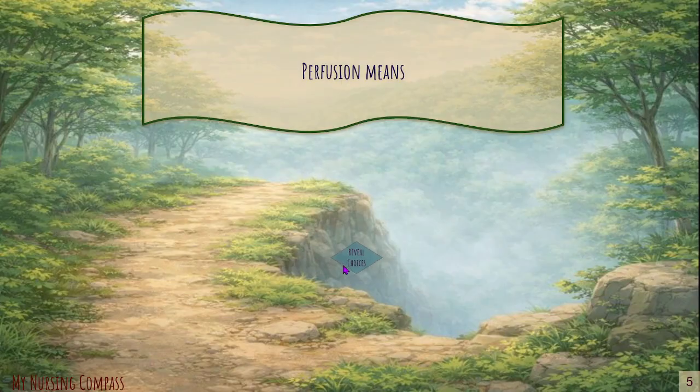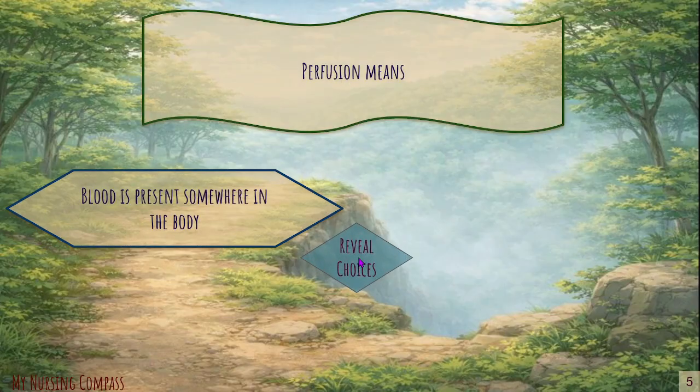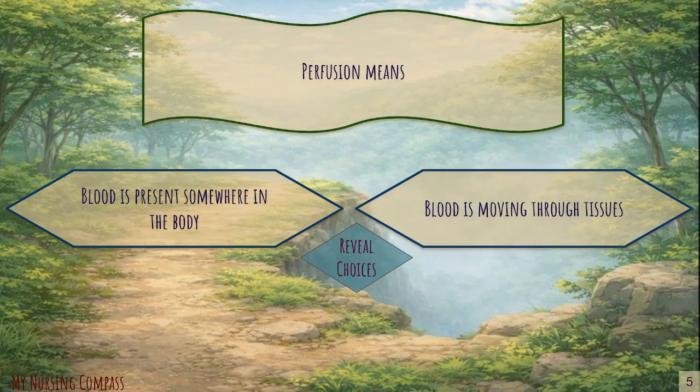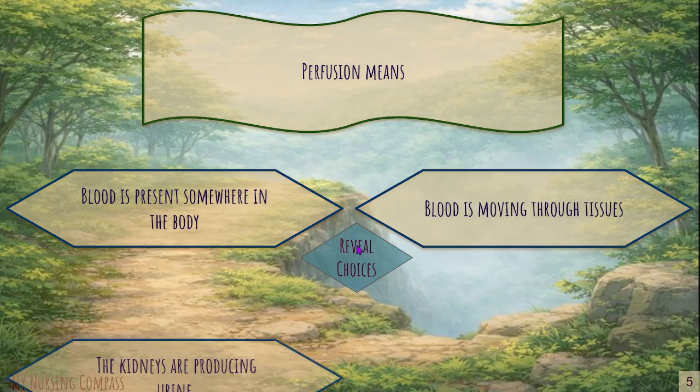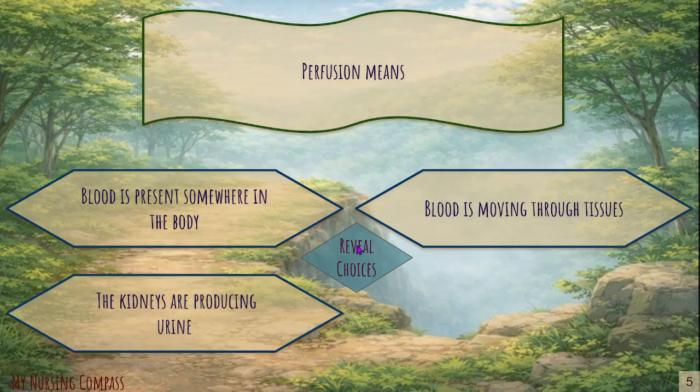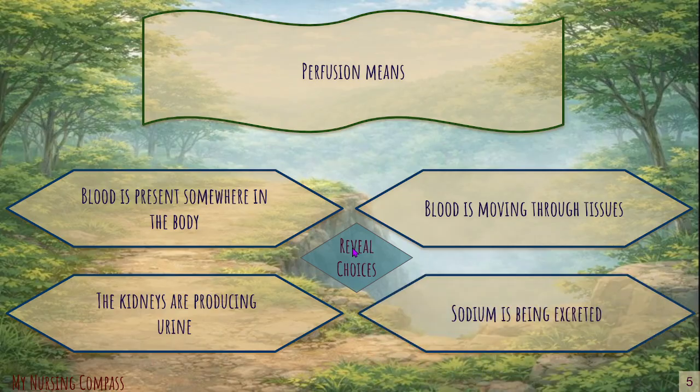Perfusion means: blood is present somewhere in the body, blood is moving through tissues, the kidneys are producing urine, sodium is being excreted. Give you about 15 seconds to think through this. Perfusion. What does perfusion mean? The definition of perfusion.